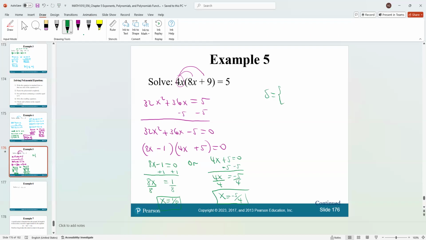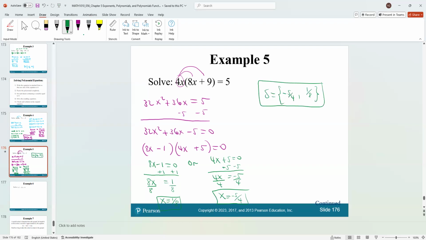The domain is all real numbers, so negative infinity to infinity, there should be no problem with that. So I just state the answer, negative 5/4 and 1/8. Those are the two answers.